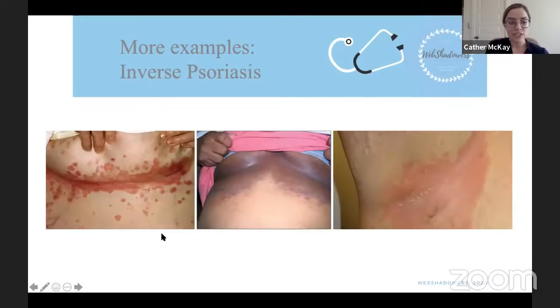Inverse psoriasis, so it's inverse, it affects the skin folds. So under the breasts, the axilla, the groin, that's another place to see psoriasis.